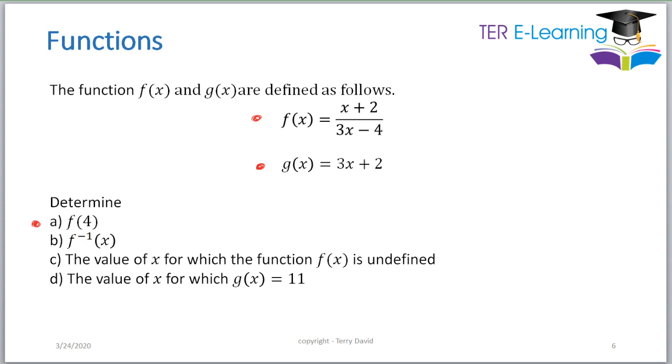So we want to substitute 4 into this expression here. So we want to find f of 4. f of 4 is simply 4 plus 2 all over 3 multiplied by 4 minus 4. Alright, so this is 4 and 2, 6, divided by 12 minus 4, which is 6 over 8, which is equal to 3/4. Alright, so the answer is 3/4 for the first part.